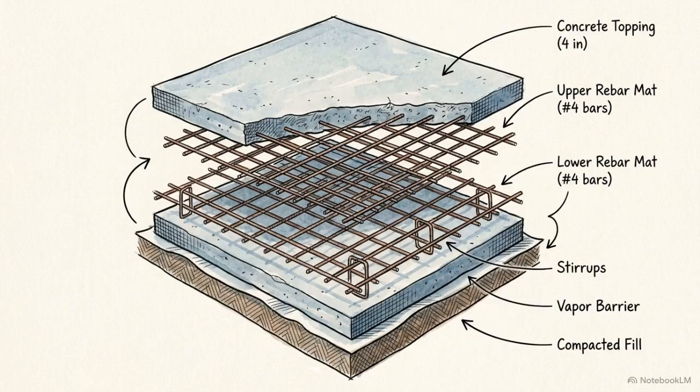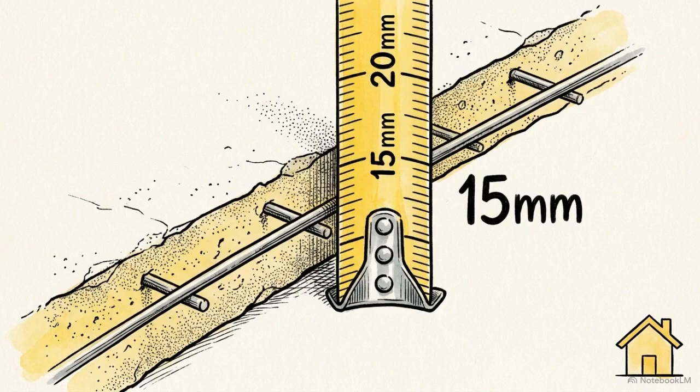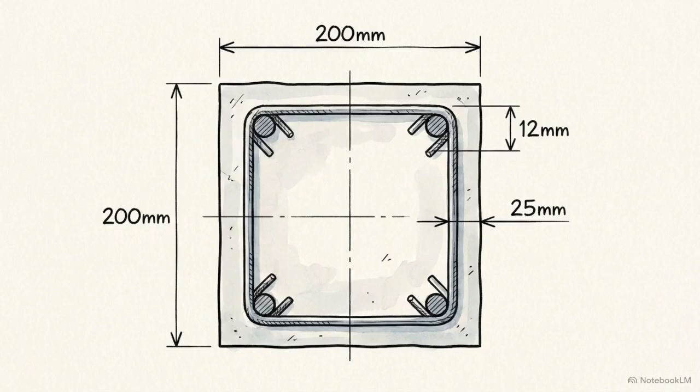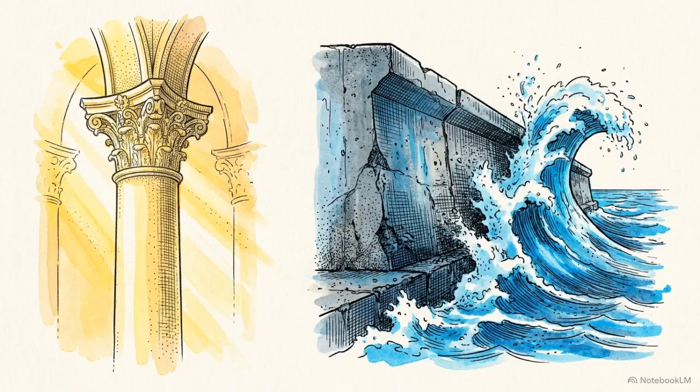The code permits two strict situational exceptions. The first applies to slabs. Under mild exposure, if the design uses bars 12 millimeters in diameter or smaller, the required cover drops slightly to 15 millimeters. The second exception applies to small columns. If a column has a minimum dimension of 200 millimeters or less and uses bars 12 millimeters or smaller, the cover drops to 25 millimeters. Nominal cover functions as a meticulously calibrated mathematical shield dictated directly by the local climate.